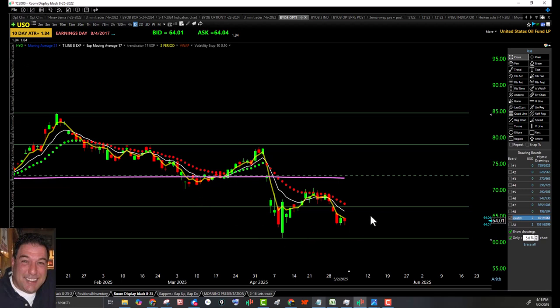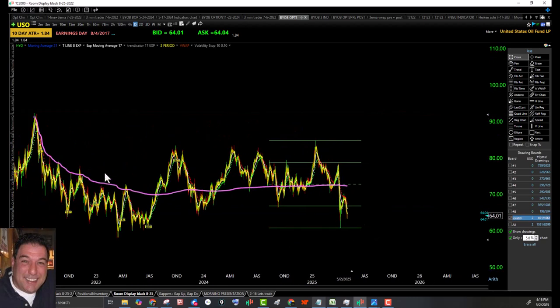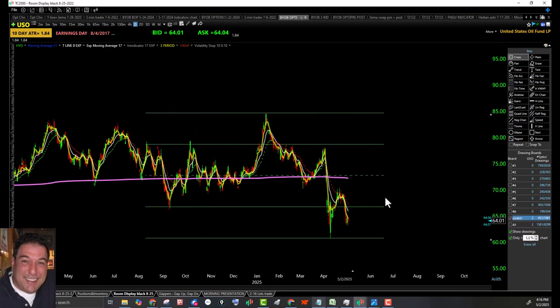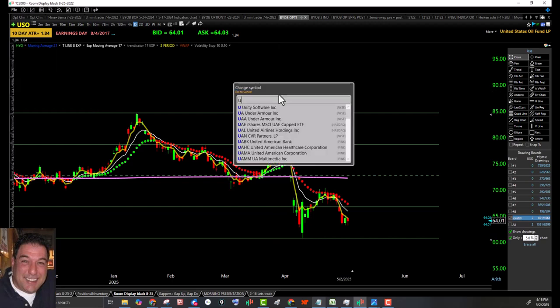So downtrend and bearish, well underneath this 3-year high anchored VWAP. That's the pink line right there. So not getting it done, not getting it done this week anyways. Let's take a look at UNG.